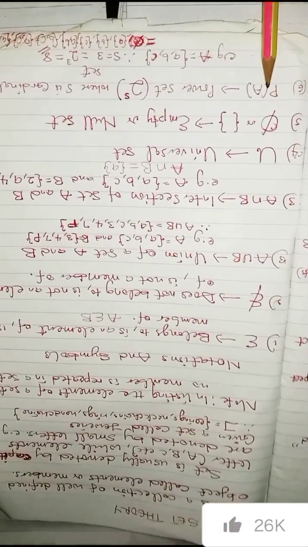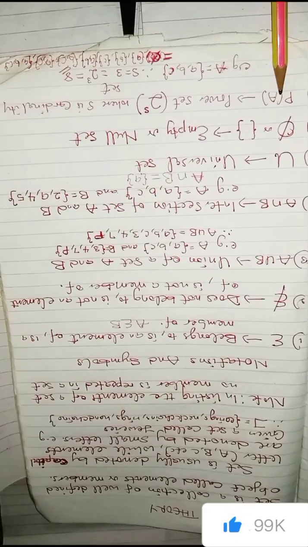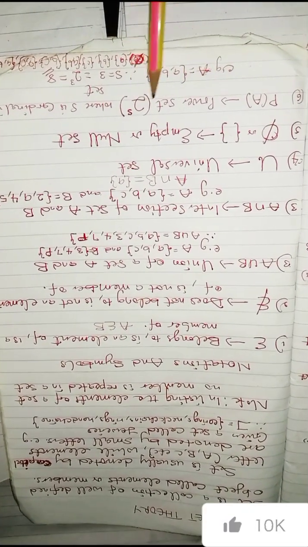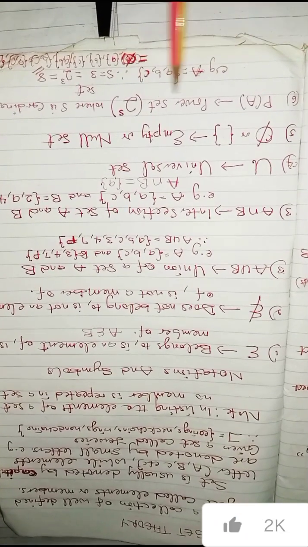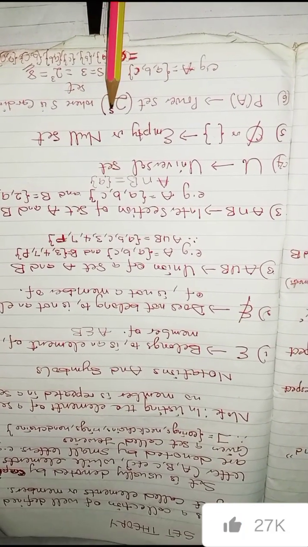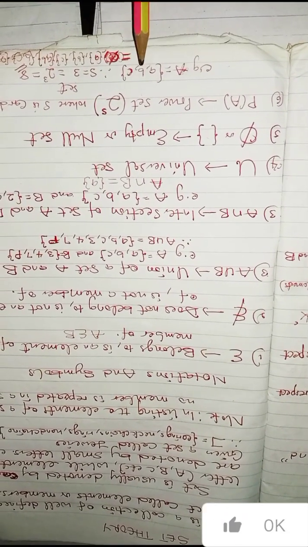So we'll quickly go to the next one. This is called power set. Power set simply means the number of cardinalities of a set. For example, if you look here, power set is denoted by 2 raised to the power of s. This s represents cardinality, the number of elements contained in a set.